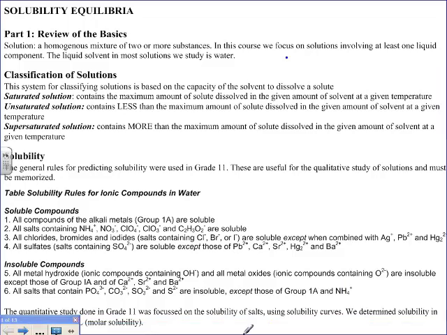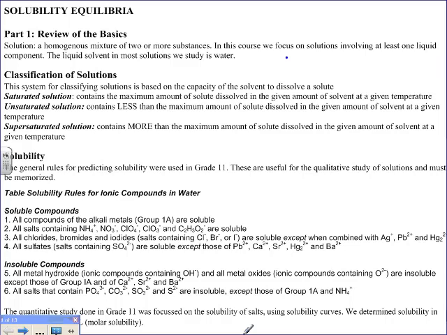This lesson, entitled Solubility Equilibria, covers an application of equilibria where we're looking at how substances dissolve in water. Some key definitions from grade 11 that are important are that a solution is a homogeneous mixture with one or two more substances dissolved. And the key classification of solutions is that a saturated solution contains the maximum amount of solute dissolved at a given temperature for a given amount of solvent.